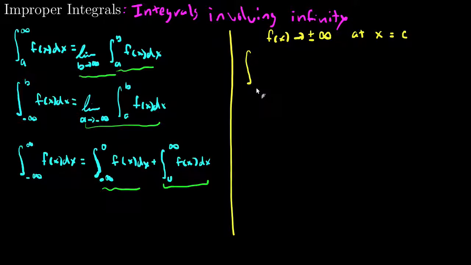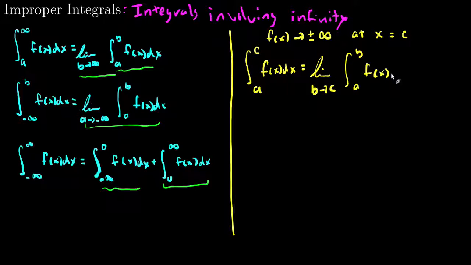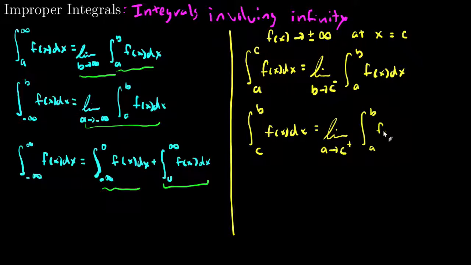If I have the integral from a to c, a being less than c, of f of x dx, that's going to be the same thing as the limit as b approaches c of the integral from a to b of f of x dx. And I'm going to want to approach b from the left-hand side, because if a is less than c, this interval goes from a all the way up to c, but I don't need to go beyond c. Similarly, if I have the integral from c up to b of f of x dx, where f of x goes kind of crazier at c, I can write this limit as a approaches c, and since this is the lower limit, I'll approach c from the right, of the integral from a to b of f of x dx.